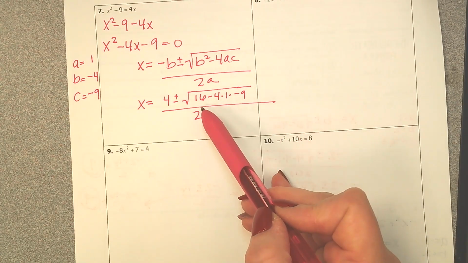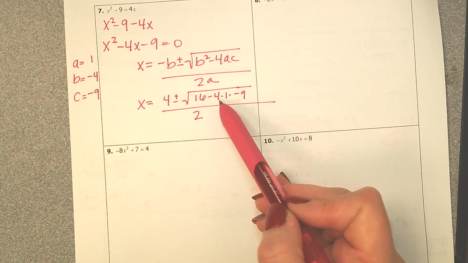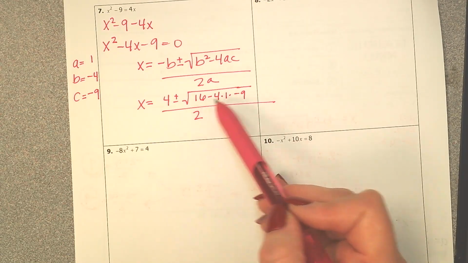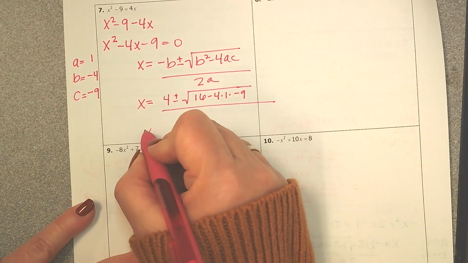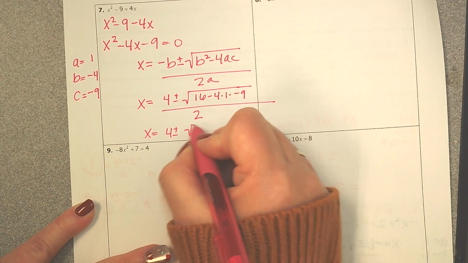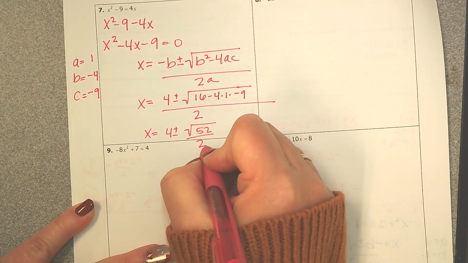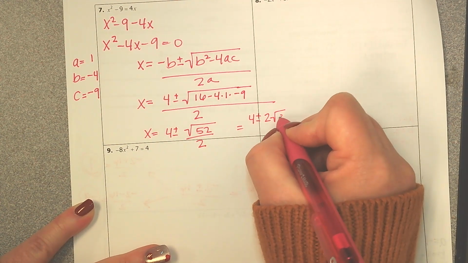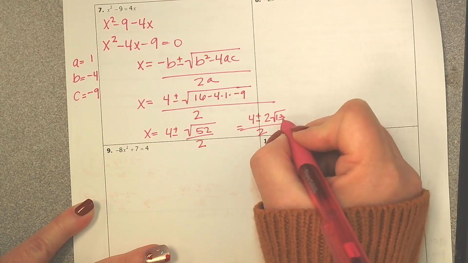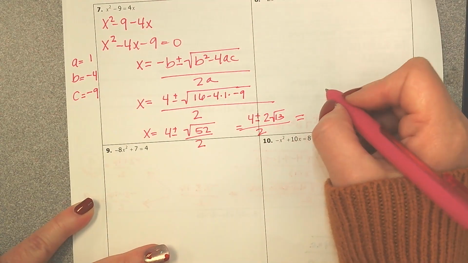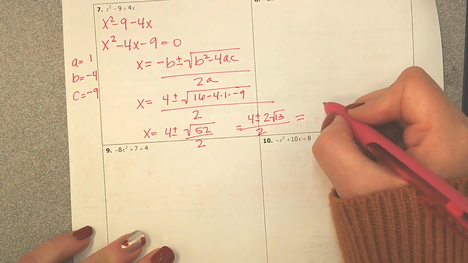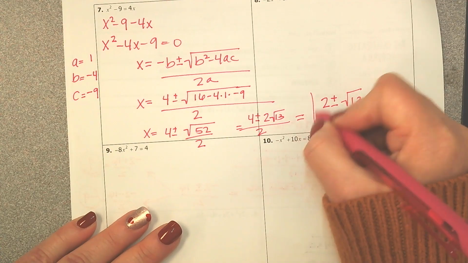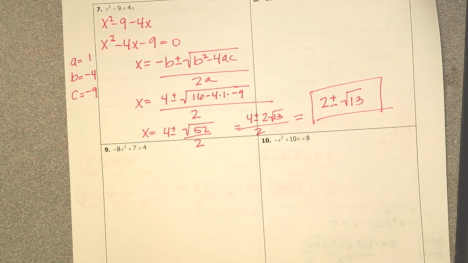All right, what's under my radical? 16 plus 36, because negative times negative is positive. 52. All right, what's the square root of 52? So we have 4 plus or minus 2 square root of 13 over 2. Is that what y'all said? 2 square root of 13? All right, these are all three divisible by 2, so we can simplify and get 2 plus or minus square root of 13. Divide everything by 2.